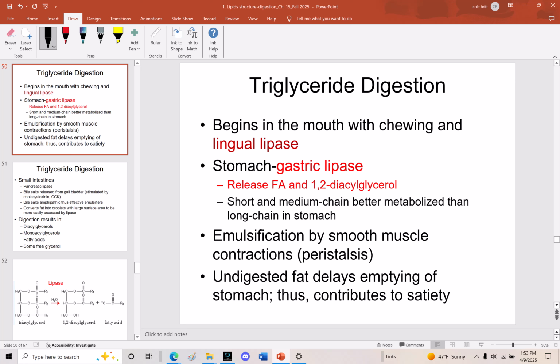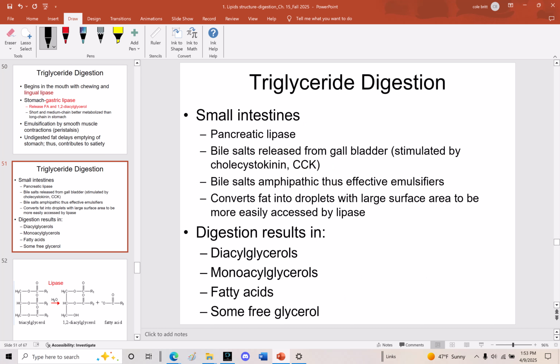Okay. Still doing triglyceride digestion. We have only made it through the stomach. Now we have to get to the intestine where there's another lipase. What do lipases break down? Which lipid do lipases break down? Triglycerides. Good, we've learned something today.